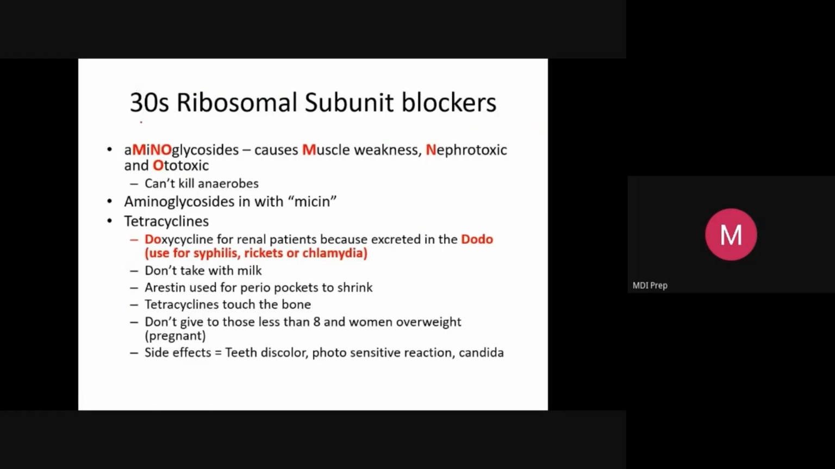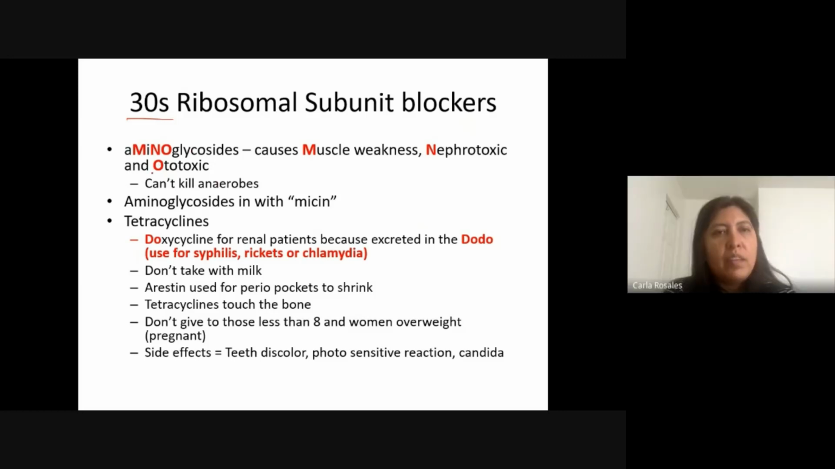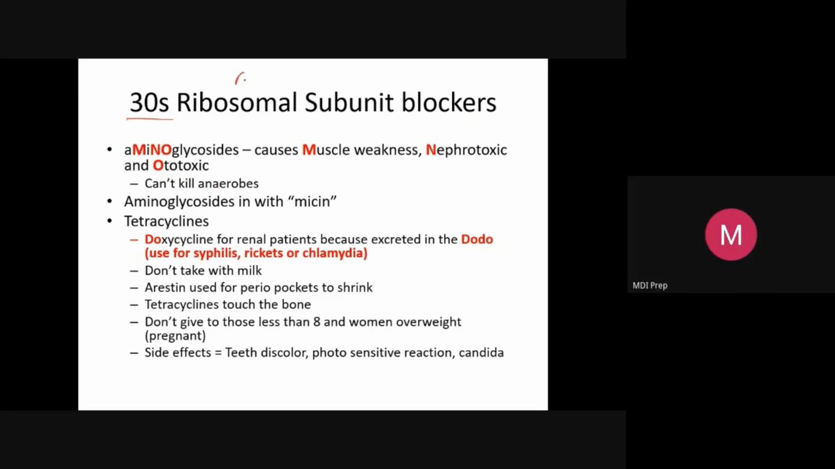Now watch this. Here's what we just looked at, the 30S, right? So we said the AT, A is aminoglycosides, and you see the red MNO, amino. So MNO, side effects. It can cause muscle weakness. That's one of the side effects of aminoglycosides. Nephrotoxic, that's a side effect. It means it can affect the kidney. Ototoxic means it can affect hearing. So those are side effects of aminoglycosides, okay?